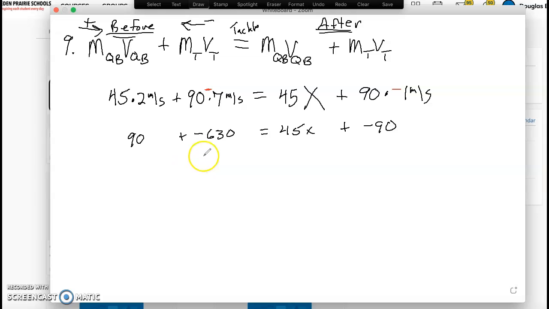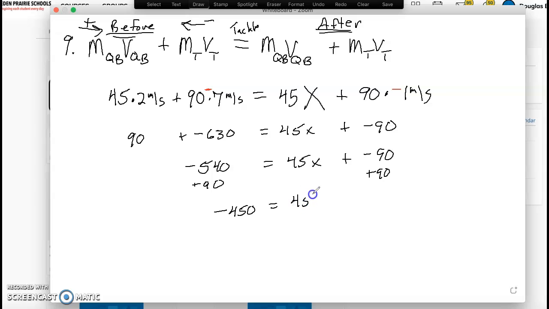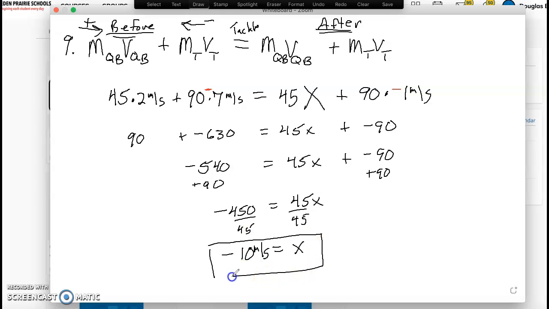Okay? So over here, these combine to make negative 540. I have to add 90 here, and I get negative 450 equals 45x, or you can quickly see 450 divided by 45, and x is negative 10 meters per second. So again, the negative direction means to the left, so the quarterback gets knocked backwards at a speed of 10 meters per second.